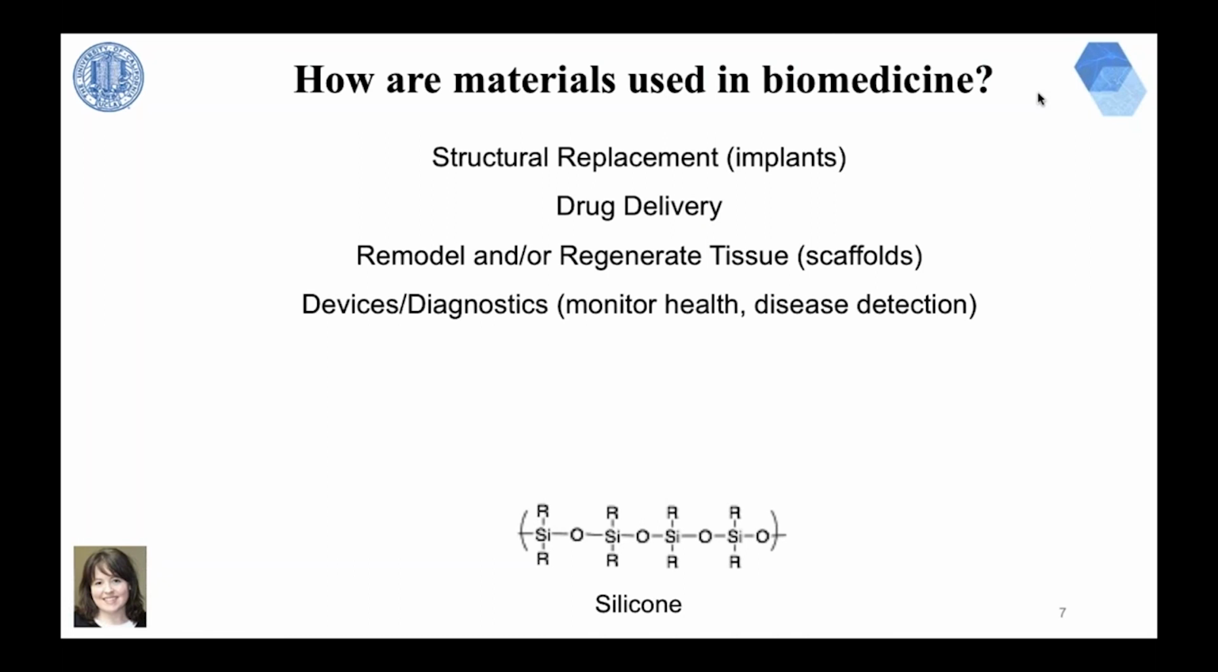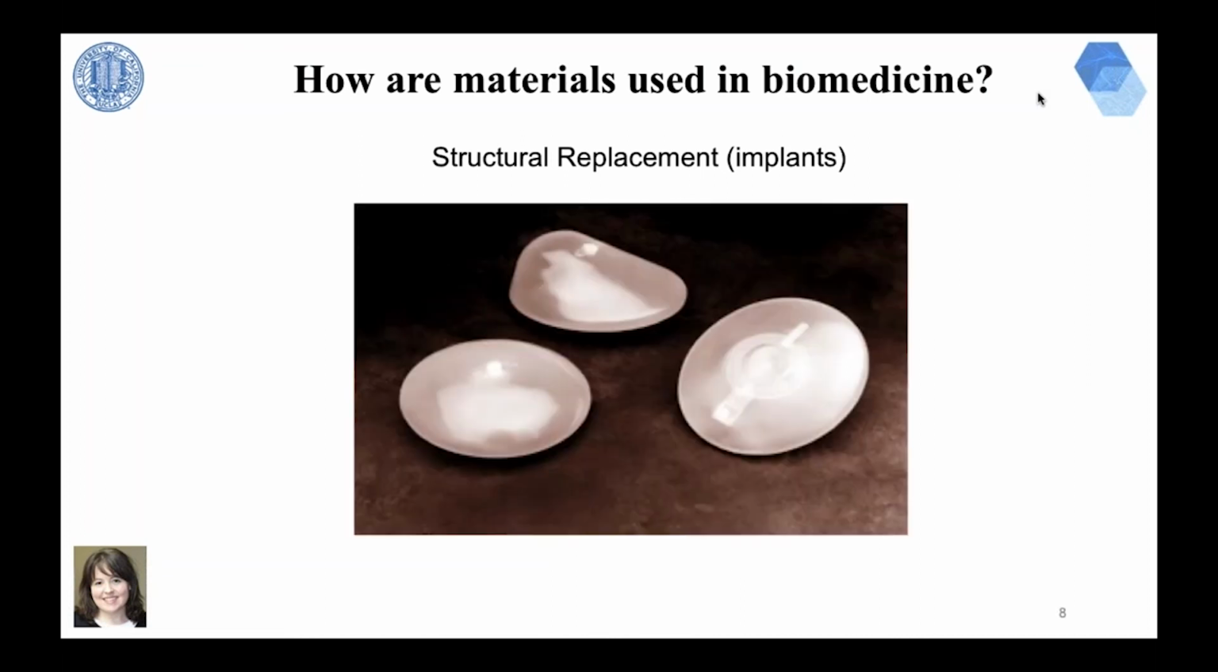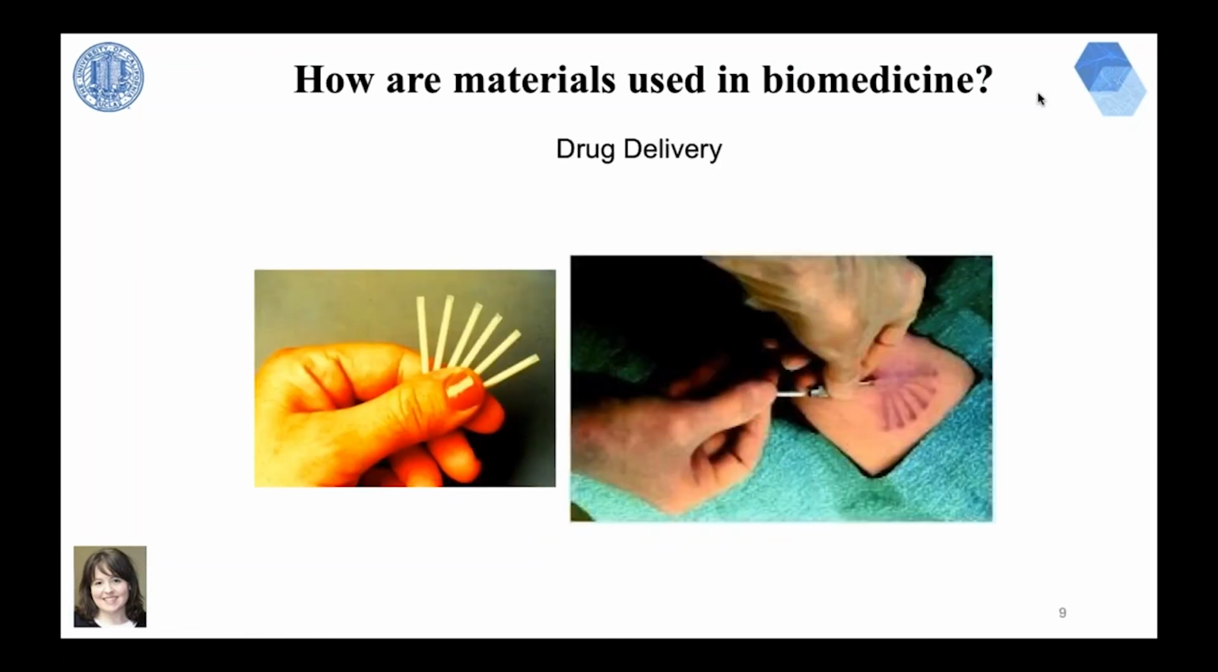So let's look at a commonly used polymer in biomedicine, silicone, and see how it's used in each of these examples. So we're all familiar with breast implants, which are shown in this example here, and they're made of silicone and often filled of silicone. In drug delivery, this example is Norplant, where you have silicone tubes that are filled with hormones for contraceptive purposes, and they're implanted under the arm, as you can see in this picture here.